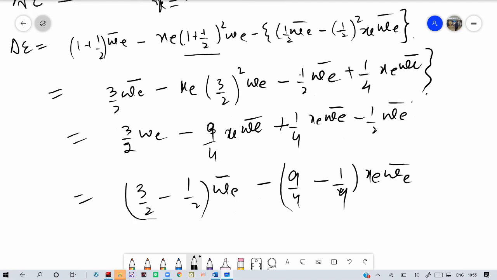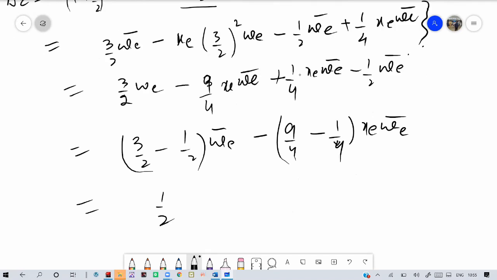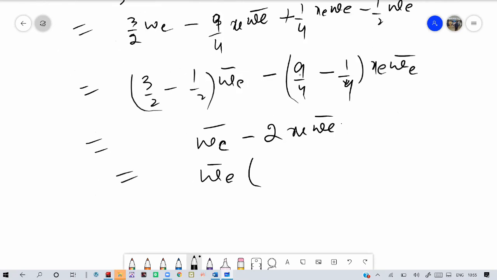So this is equal to 1 by 2. 1. This is 1. So this is omega e, omega e minus... This is 8 by 4. That is 2. That is equal to omega e into 1 minus 2 xe. This is actually delta E for nu equal to 0 to 1.